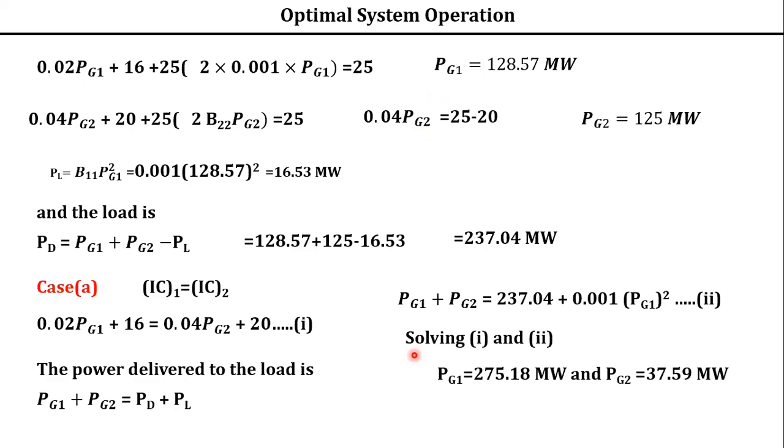It's the right answer. So solving these two, you are going to get Pg1 equal to 275.18 megawatt and Pg2 equal to 37.59 megawatt. Is it clear? So remember these values, when the losses are not coordinated. So this is your Pg1 and this is your Pg2, determined when it is supplying a loss of 10 megawatt. Understood? We will see later when we have to use it. Keep these values in memory.